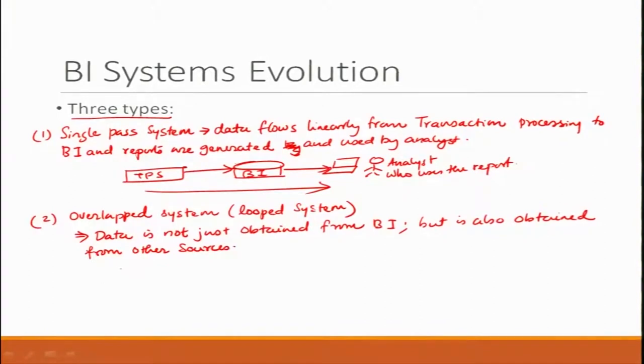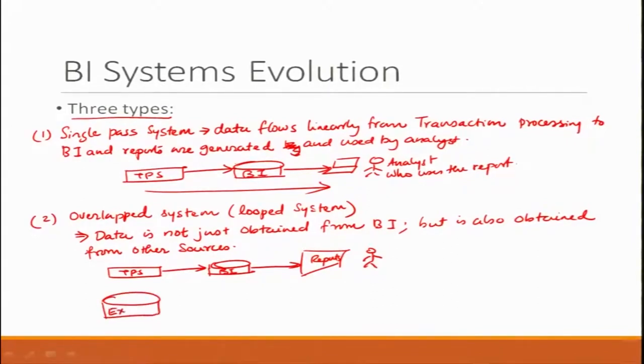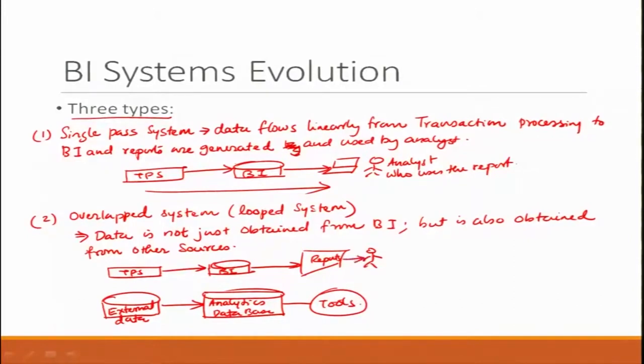An example of this would be, you have the typical system, the TPS to BI to the reports, and the analyst is looking into this. The other part of it is something called external data. From there, you have something like an analytics database, and from there are various tools of analytics. Using these tools, reports are also provided which go to the analyst. So it is not just the BI data, but also external data that are used.